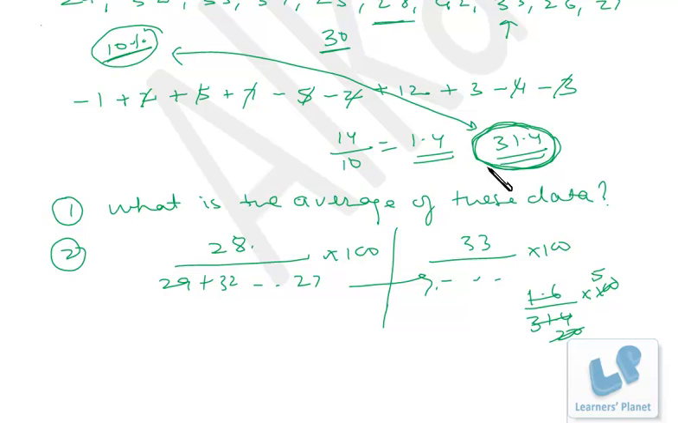Now difference between 28 and 31.4 is 3.4. Okay, so it's 3.4, and 3.4 is what percent of 31.4? So if we cancel 3.4 by 31.4, 3 nines are 27, so it will be something around 9, right? So 1 by 9, that is actually, if we do it into 100, so it's actually 11.11%.